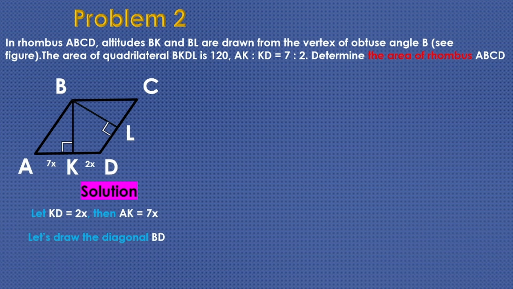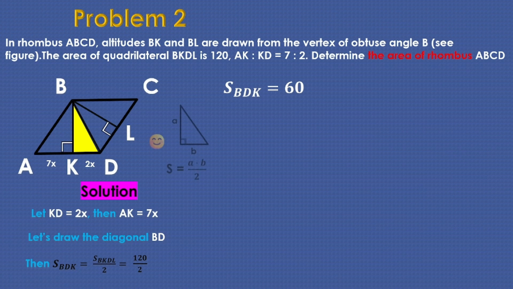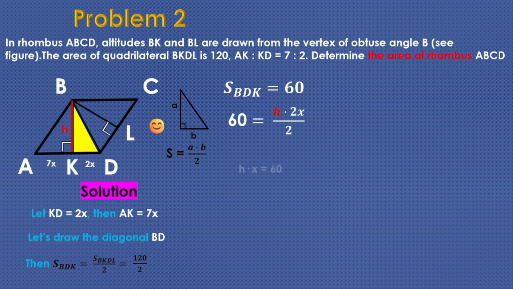And so I highlighted triangle BKD in yellow because we now have to find the area of this triangle, and it will be equal to half the area of quadrilateral BKDL, whose area is given to us. So 120 divided by 2 equals 60. So the area of triangle BKD is 60. I highlight the height BK in red. And then let's remember the formula for finding the area of a right triangle, and it is equal to half the product of its legs. So 60 equals h times 2x divided by 2. We simplify the 2's, and we have that h times x equals 60.